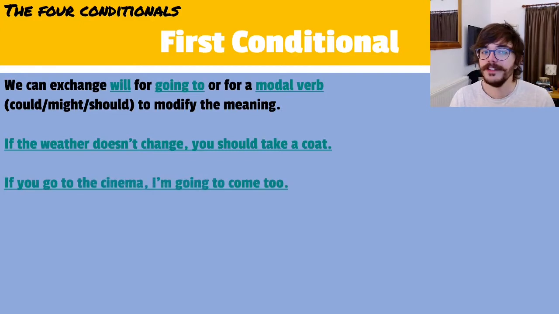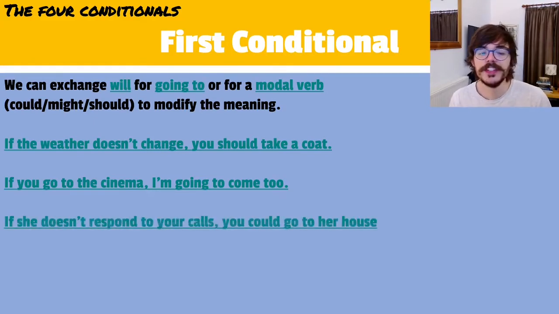Or if you go to the cinema, I'm going to come too. We could say I will come too as well. Or if she doesn't respond to your calls, you could go to our house. So we're using could to express it's an option.